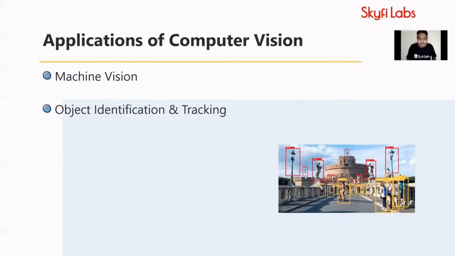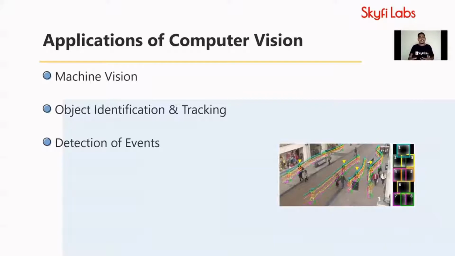Object identification and tracking. You can notice in this small image over here, there are lots of people, some lamps, some statues, and this image has boxes around them. It can detect if it's a person, it can detect if it's a statue. That is called object identification and tracking. We are also going to build something like this. We will build a project in which we will track objects based on their color. If you are trying to track an object of yellow color, it will put a box around it. We'll learn about it.